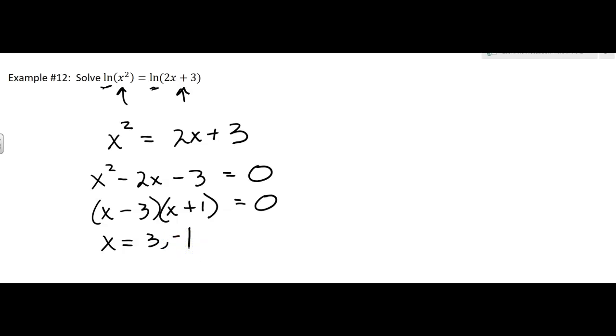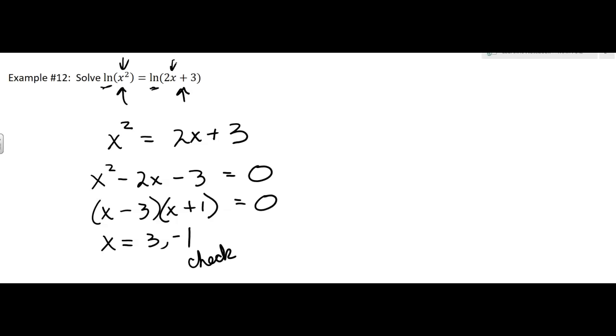Okay, now here's the part. We have to know if we can use those solutions because we can't have the argument be negative. We have to check these. So the 3, that looks okay. That would give me a 9 for that argument, and that's positive. It'd give me a 9 on the other side, and that would be positive, so that'd be okay.